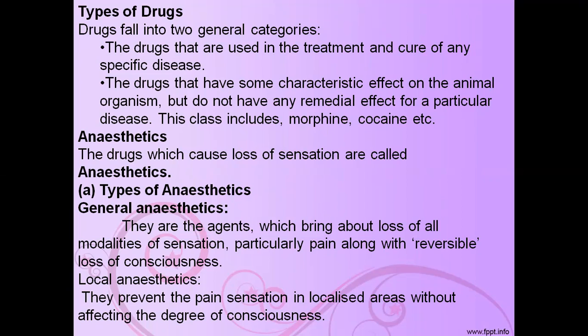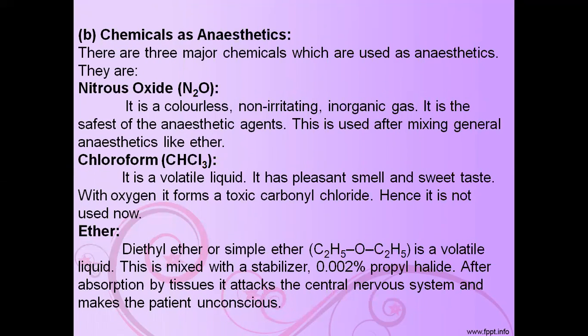So there are two types, that is general anesthetic, another one is local anesthetics. So what are the chemicals as anesthetics? That is nitrous oxide, chloroform, ether. So these are the chemicals of anesthetics. So nitrous oxide, it is a colorless, non-irritating inorganic gas. It is the safest of the anesthetic agents. This is used for mixing general anesthetics like ether. Okay, so the nitrous oxide is a colorless, non-irritating.